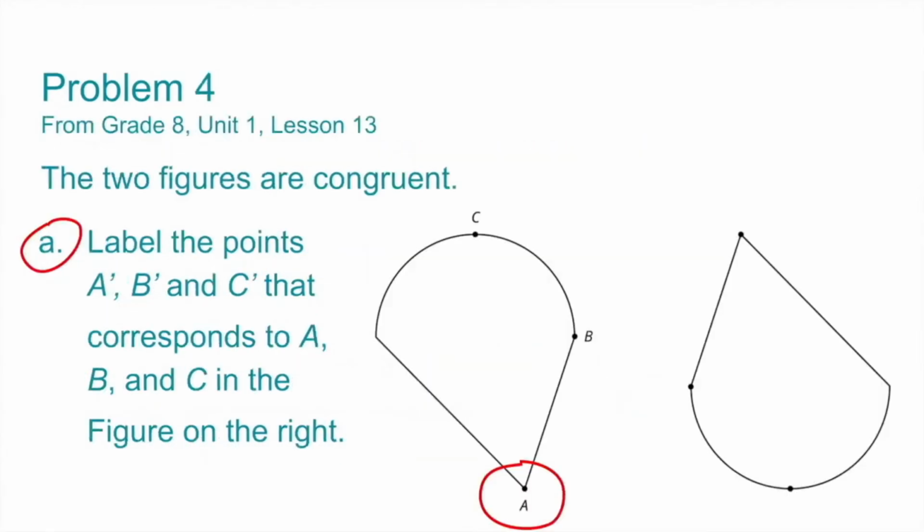Number 4. The two figures are congruent. A. Label the points A', B', and C' that correspond to A, B, and C in the figure on the right. Down on the bottom, we can see point A, and I've labeled its corresponding point A'. And here we have point B, and I've labeled its corresponding point B'. And here we have point C, and I've labeled its corresponding point C'.